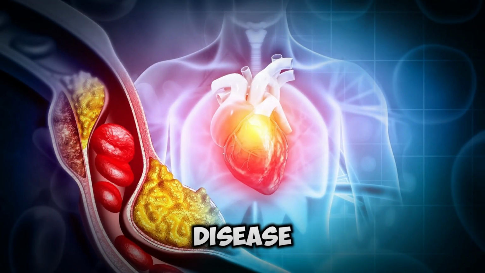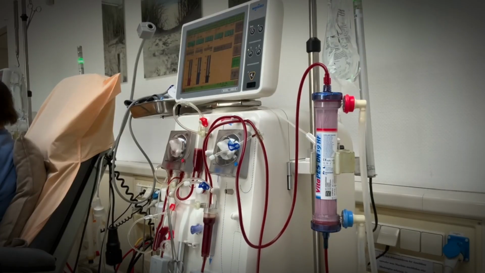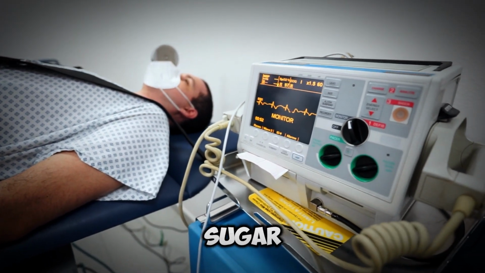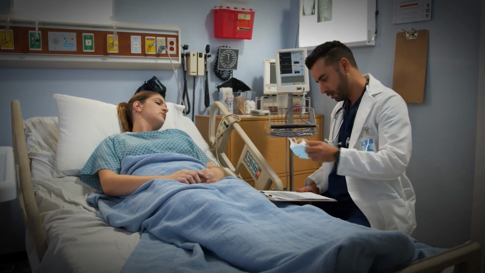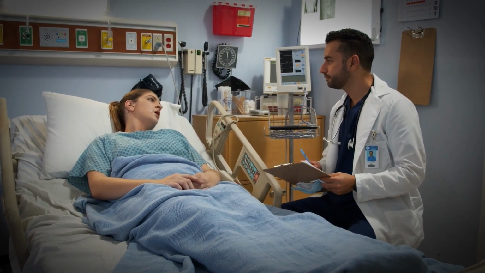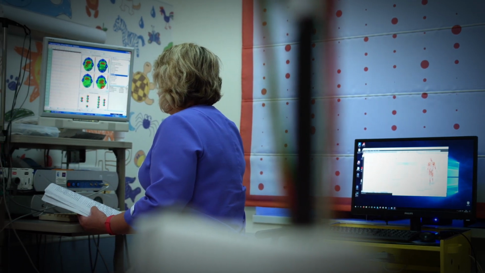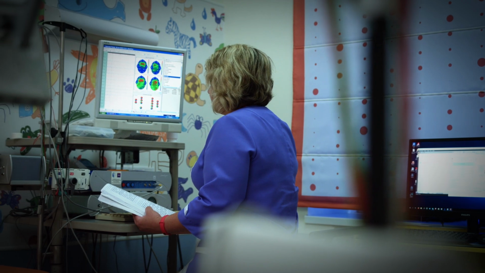Cardiovascular disease. Individuals with type 2 diabetes are at a higher risk of developing cardiovascular disease, including heart attacks, stroke, and peripheral artery disease. High blood sugar levels can damage blood vessels and contribute to the buildup of plaque, which narrows the arteries and restricts blood flow. Managing blood sugar levels, blood pressure, and cholesterol levels is crucial in reducing the risk of cardiovascular complications.